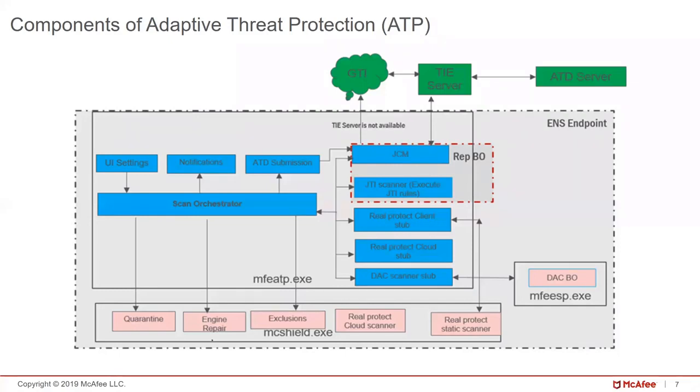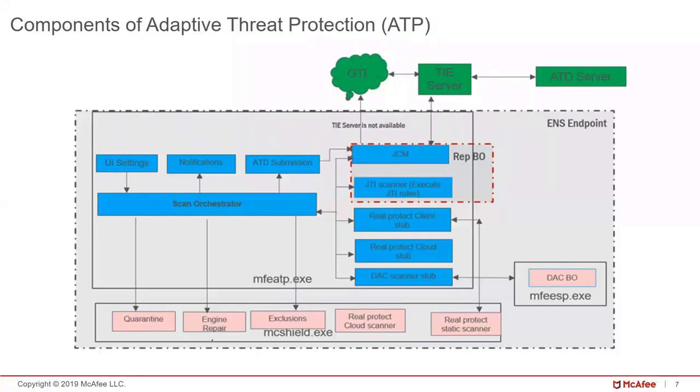We have GTI, which is our cloud service, where we can get reputations for these different types of processes, if they're known or unknown. We have the TIE server, an optional component. Some environments will have a TIE server, some won't. Then we also have the ATD server, where we can take these unknown files and detonate them and see what they do, so we can actually learn more about what that process is trying to do. An additional component, which is not shown here, is MAR, which is Active Response.